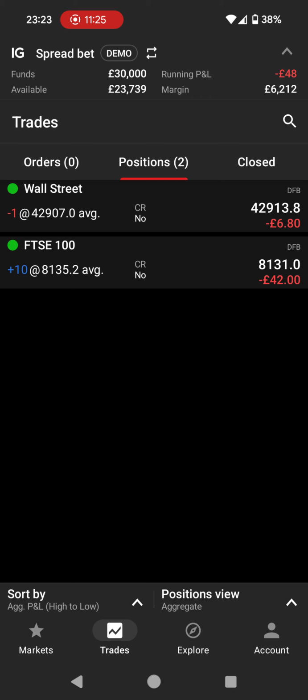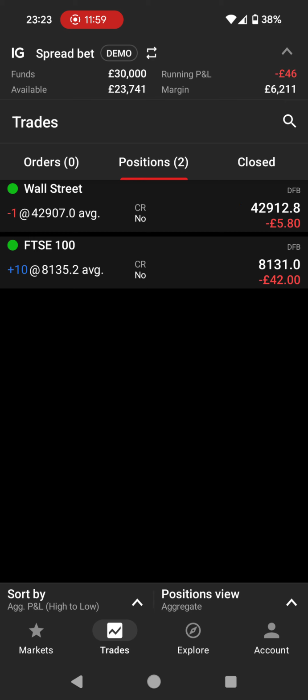As and when you close a trade, it will give you that margin back, but it will either take away or add the money above it. So as it's minus £49 now, if I close both those trades, I'll get 6,212, take away the amount above. Ideally, you want to be in positive, so you're adding money.